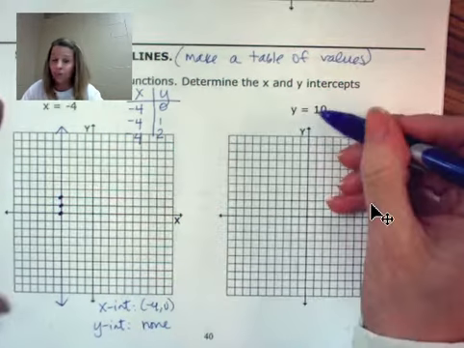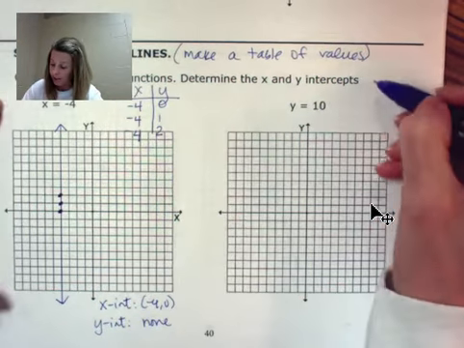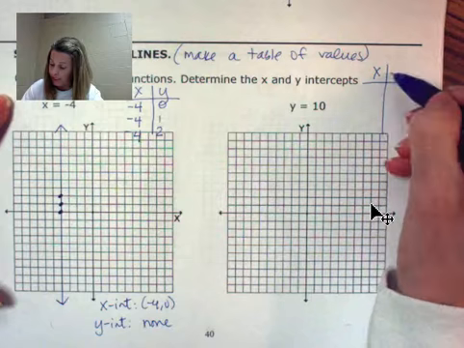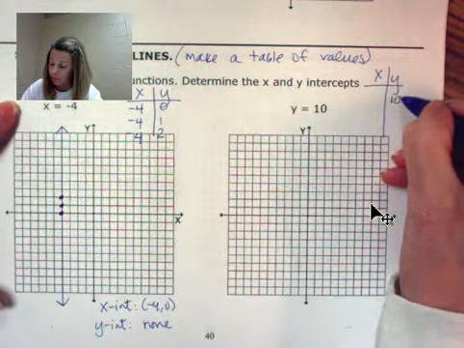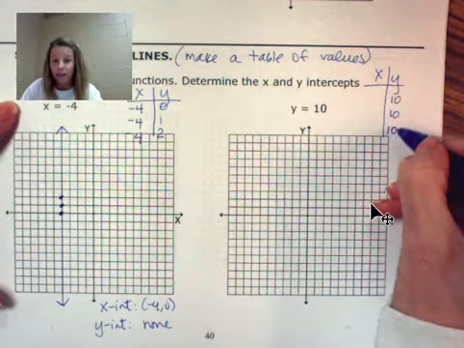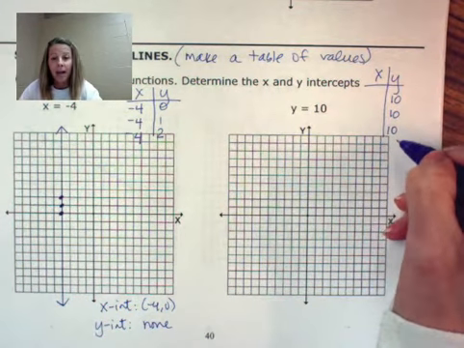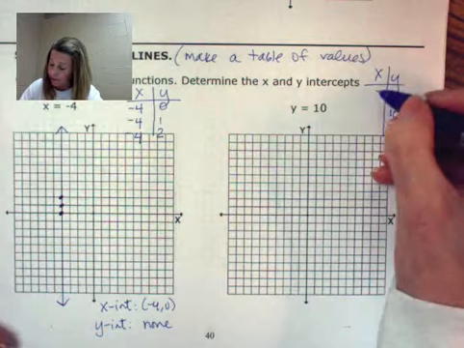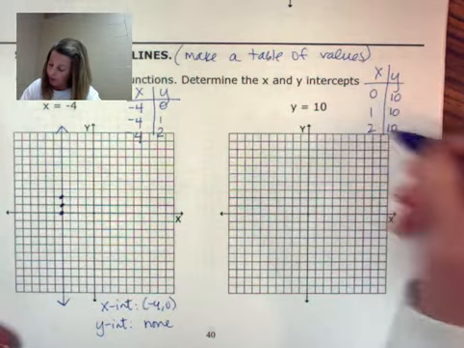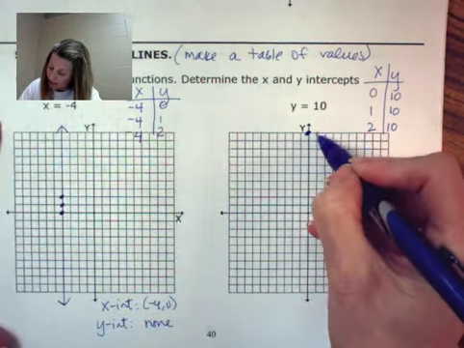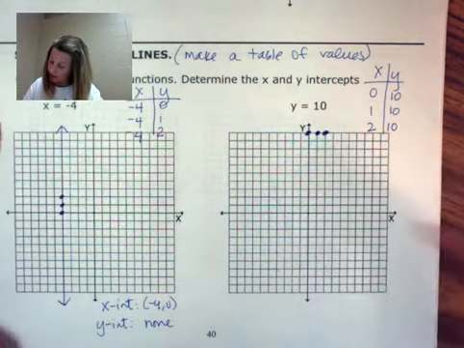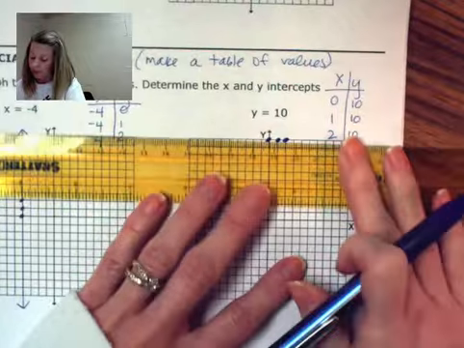So the opposite is true when it's just y equals 10. When I make my t-chart, my table of values, y must always be 10. So I'm going to place 10 in three separate spots, and then x can vary. So 0, 1, 2 would work just fine. So 0, 10 is up here, 1, 10 is here, and 2, 10 is here. So there is a horizontal line.